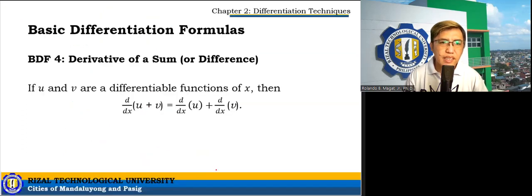Next, we have the derivative of a sum or difference. It can be a difference or a sum here, but in general, it's always a sum. So if we have two differentiable functions of x, u and v, then the derivative of u plus v in terms of x is equal to du over dx plus dv over dx. Or if there is a minus here, then of course it's minus on the other side as well. Okay, let's prove that.